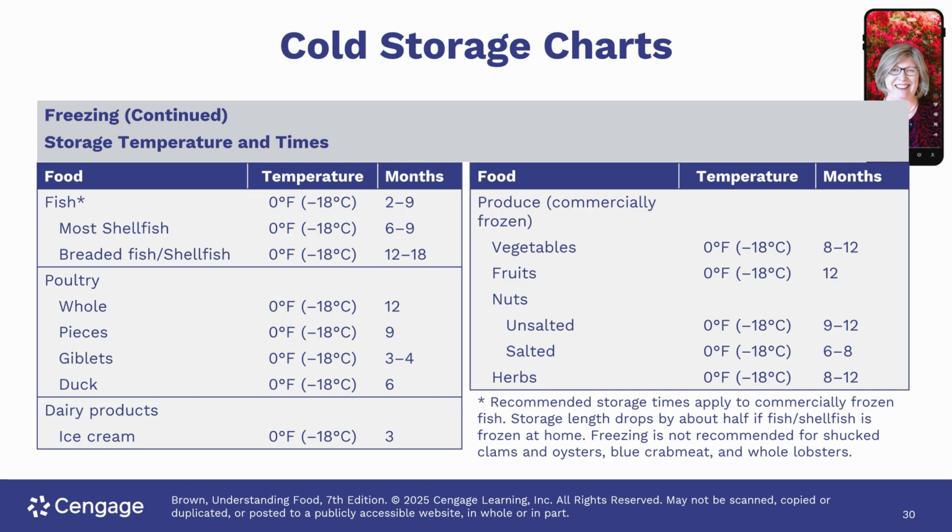Okay, poultry, whole chickens or whole turkeys, whole birds can be kept for a year. But when you start cutting it, that's when you get the lower holding time, because you've introduced bacteria just by cutting it. Okay, and then dairy products, ice cream can be kept for about 3 months. And then produce, vegetables can be kept from 8 to 12 months. Fruits, 12 months. Nuts, if they're unsalted, 9 to 12 months. If they are salted, 6 to 8 months. And then herbs can be frozen and kept up to a year.